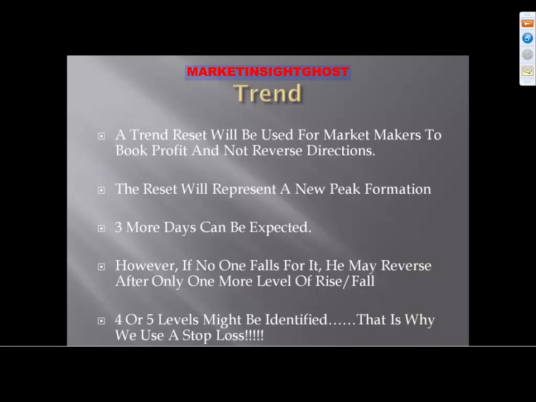Continuation of the trend slides we were looking at. A trend reset will be used by market makers to book a profit but not reverse directions. Right? What happens? Give out their money, give out their money, give out their money, need some back. But the target is that the euro still must rise to a certain point. So they reset the trend by forming another anchor point, V or W, and then they break the previous high and continue on up for another 3 days or so.